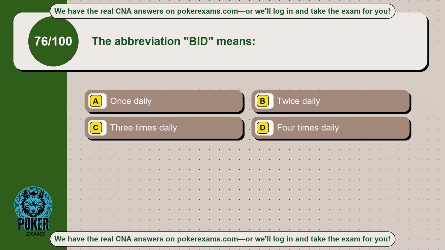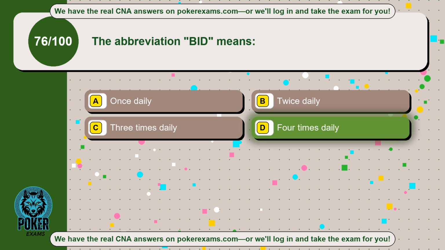Question 76. The abbreviation BID means: Option A, once daily. Option B, twice daily. Option C, 3 times daily. Option D, 4 times daily.